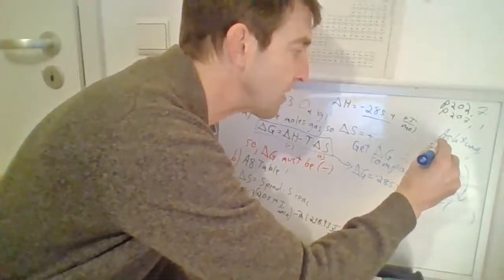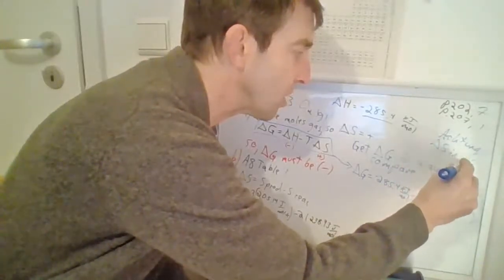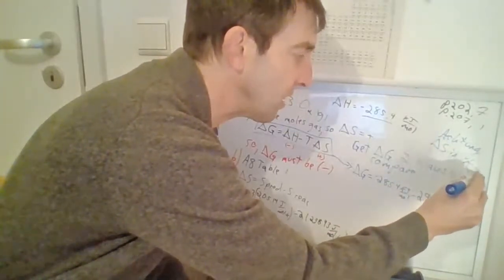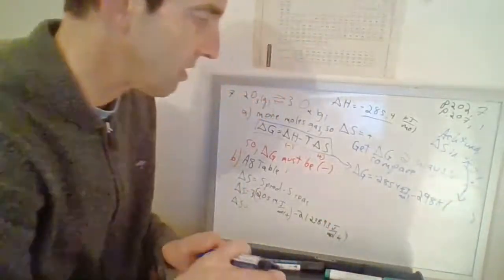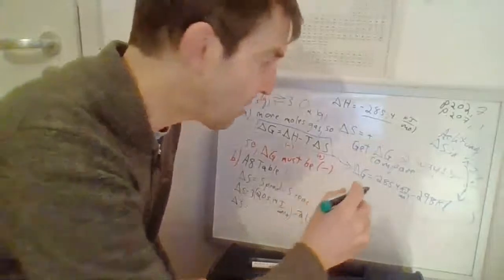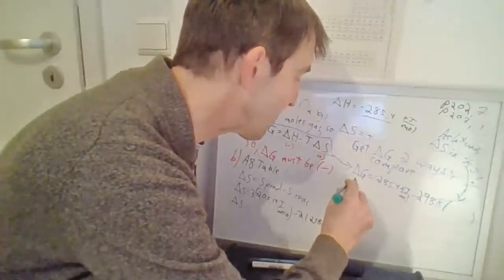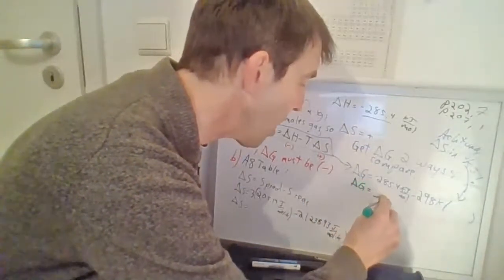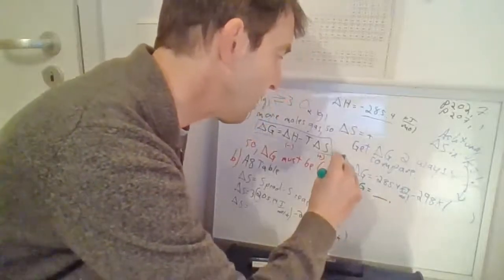It's your delta S in kilojoules, so you'll have to divide by 1,000 to get it in there, right? Anyway, Bella and everybody else, get an answer. Delta G equals blah, blah. Okay, so that's one way.